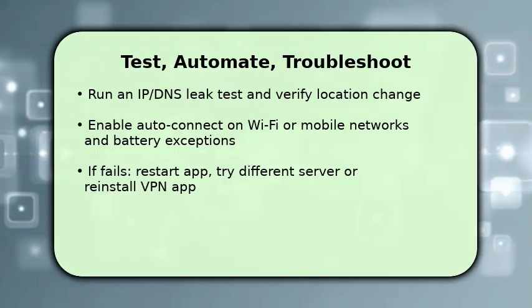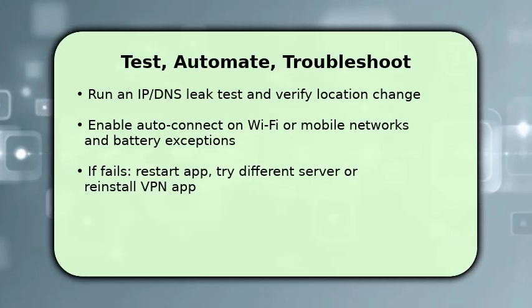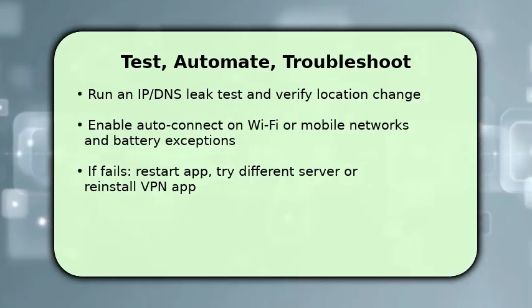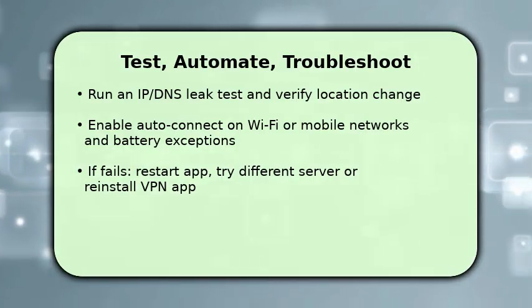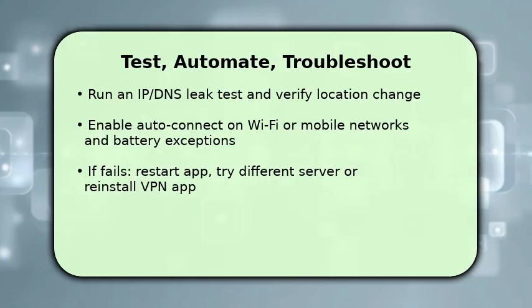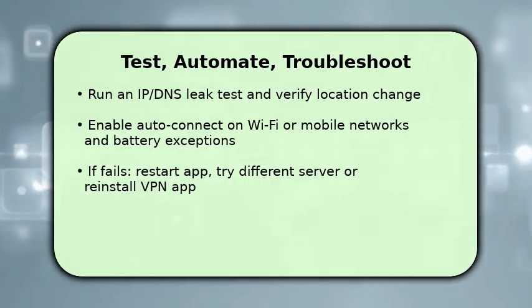First, run an IP and DNS leak test to confirm your address changed and traffic is protected. Once confirmed, enable Auto-Connect for Wi-Fi and mobile, and add the VPN to battery optimization exceptions so Android won't kill it. If you encounter problems, restart the phone, switch servers or protocols, and reinstall the app as a last resort.